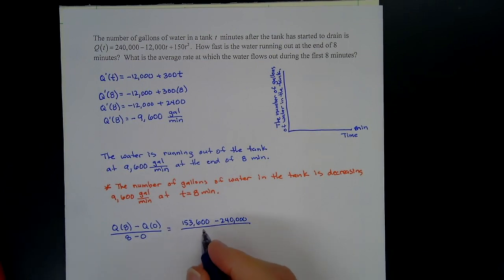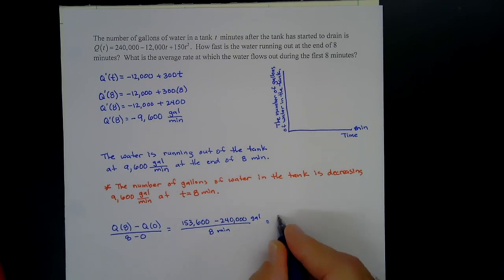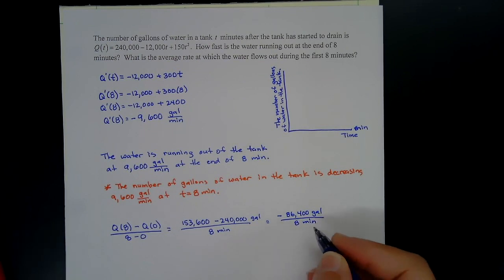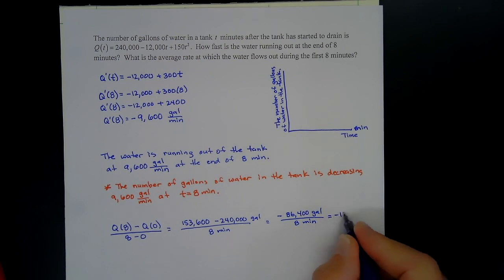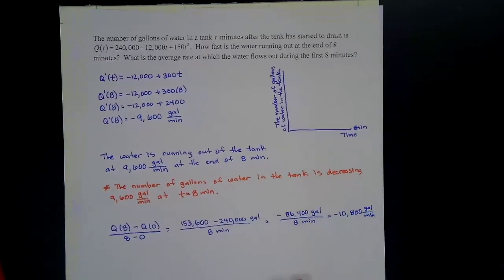And divide that by 8 minutes, right? And this is gallons. And so the top gives you negative 86,400 gallons per 8 minutes. And so if you divide that, you get negative 10,800 gallons per minute.